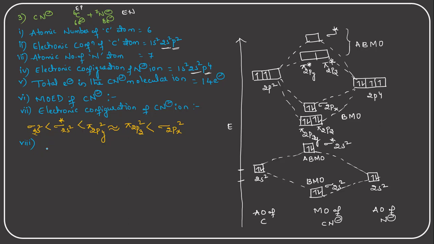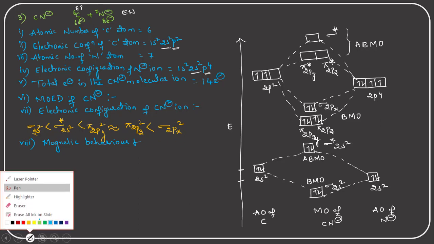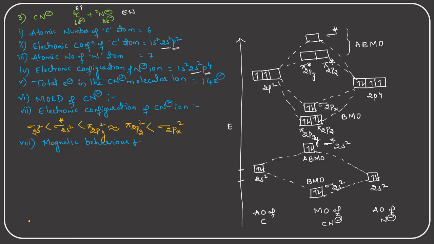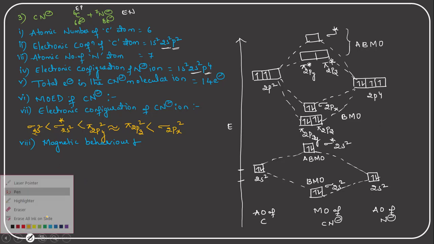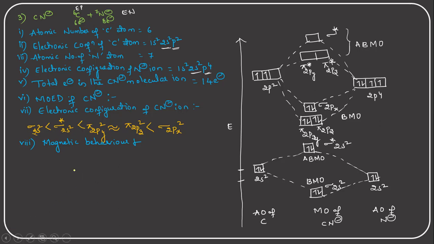So, if all are paired electrons, what will be the magnetic property or magnetic behavior of the molecule? Let us see now. Since there are no unpaired electrons present, and completely paired electrons are there, what will be the magnetic behavior? The magnetic behavior of this molecule is diamagnetic.